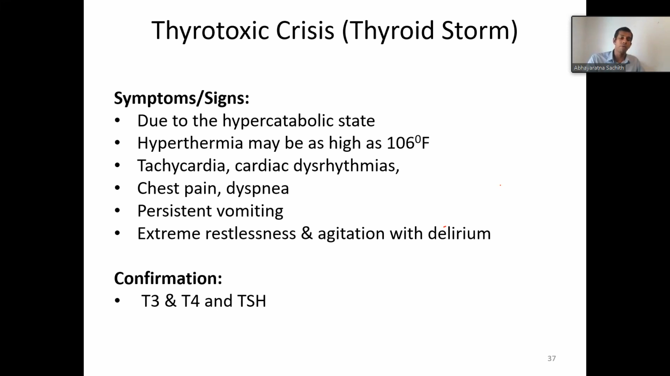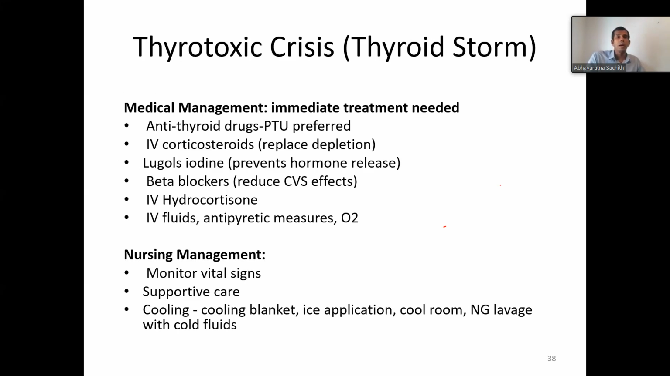So you do the thyroid functions, you confirm the diagnosis, and then you do the medical management. So anti-thyroid drugs, the preferred one will be PTU. In other countries, they have intravenous thyroid medicines and they give that, but here we have the oral ones. So we give the PTU through the nasogastric tube. You need to give high doses more frequently, up to about 200 milligrams every 6 to 8 hourly.